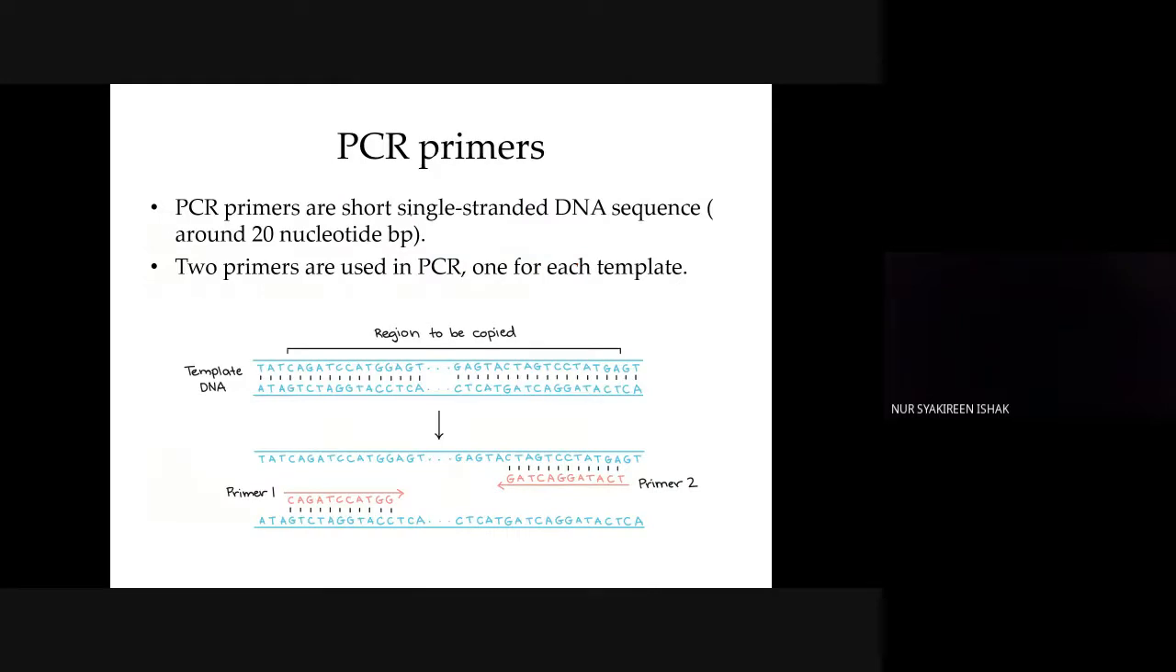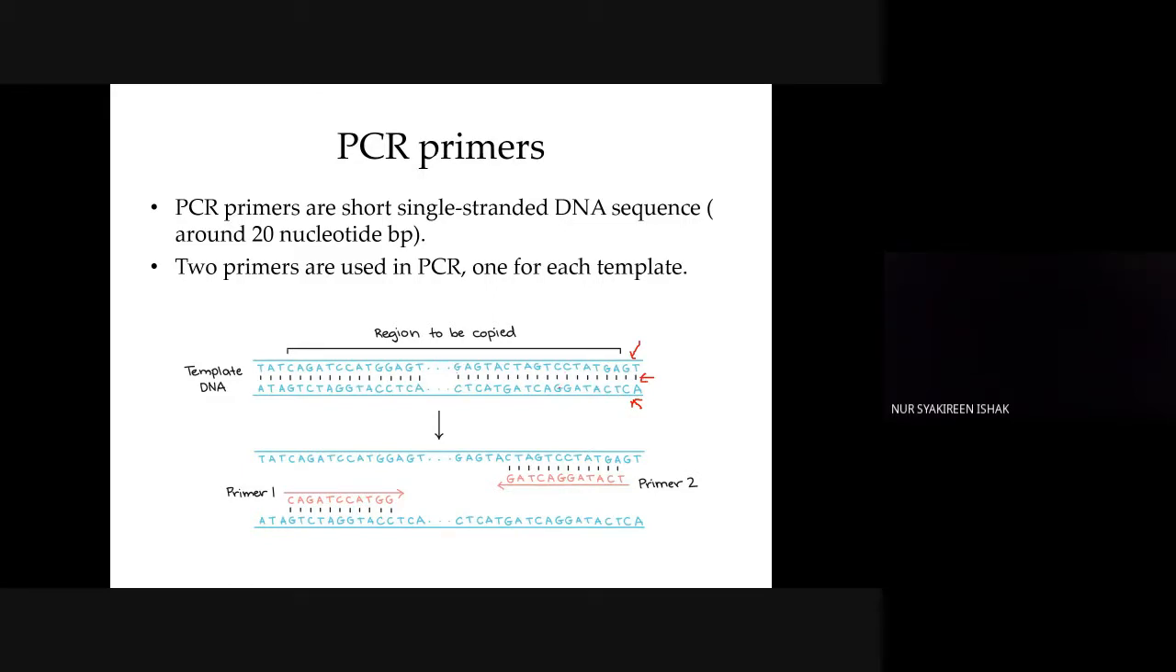Okay, so primers. Kita tengok the first one dulu, the PCR primers. PCR primers are short single-stranded DNA sequence of around 20 nucleotides long. Okay, so 2 primers are used in PCR, one for each. So this is our DNA sample. Okay, our DNA sample, DNA is double-stranded. So the DNA molecule, the double-stranded DNA molecule is held by what? Hydrogen bonds kan, between the bases.